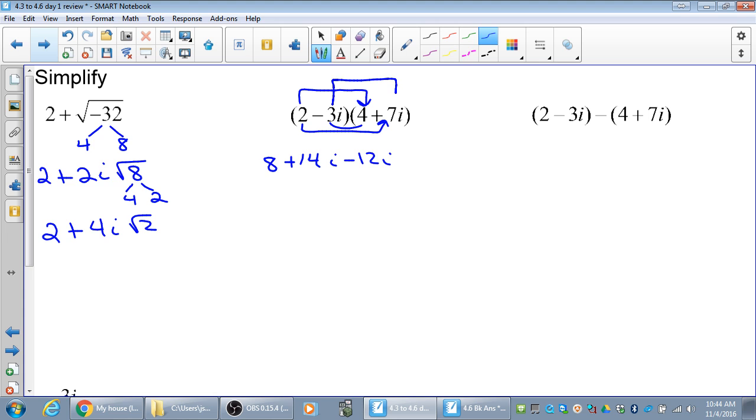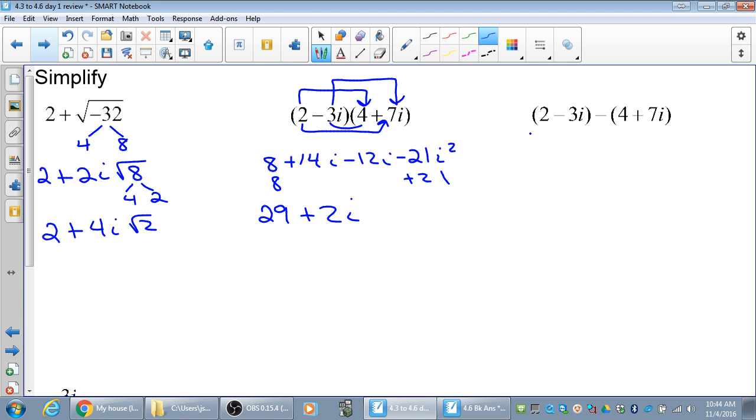Now here's the tricky part, I think. The first few are fairly straightforward. Now we have minus 21i squared. Anytime you see i squared, that's negative 1. So anytime you see i squared, you can just make it the opposite sign. So this is really 8 plus 21. So we have 29 plus 2i. 14 minus 12. i squared is negative 1. So you make it the opposite sign, times negative 1.